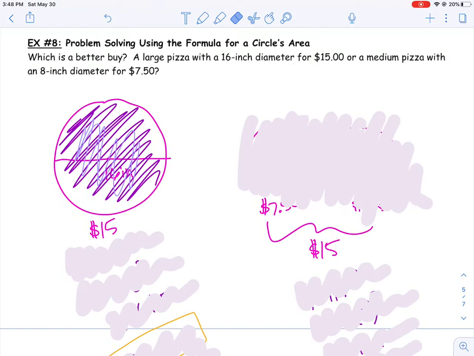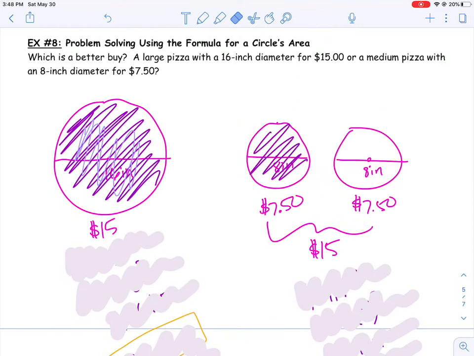Or I can buy a medium pizza. Actually, what if I buy 2 medium pizzas? Because if I buy 2 medium pizzas for $7.50 each, isn't that $15? So then I can kind of compare them because their price would be the same. I could figure out how much pizza I would get if I was ordering 2 mediums for $15 versus 1 large for $15. They're the same price, but which one is going to give me more pizza, right?